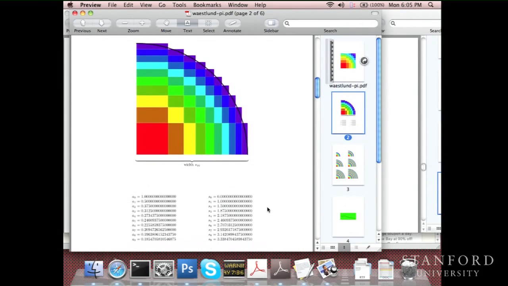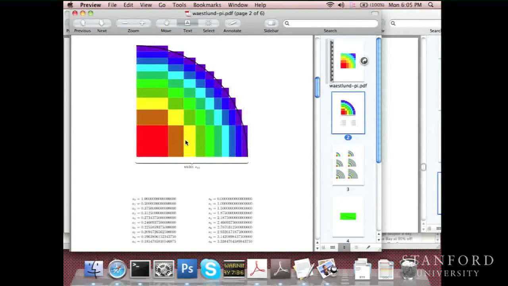A0 through A9 give me the sizes of these rectangles. Here's a rectangle that's A3 by A1, A2 by A0, and then the S's tell me the sums up to this point. So S10 is the width of this whole thing.